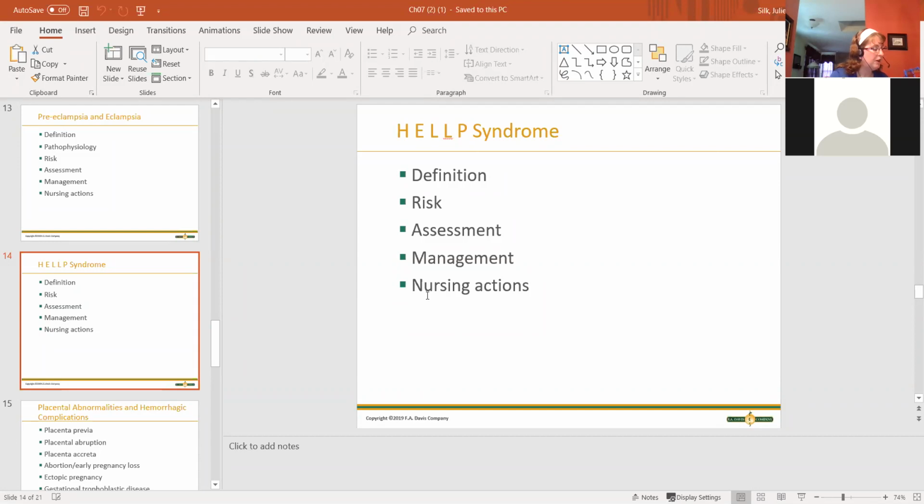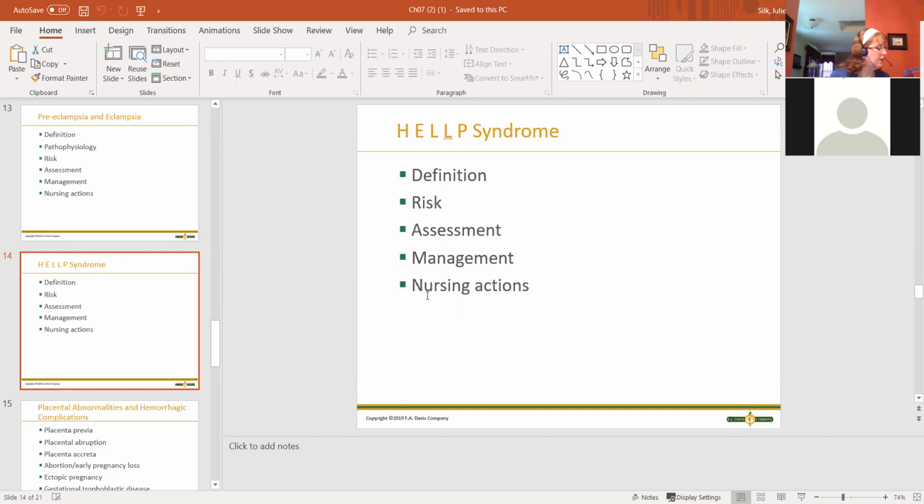So things you'd be worried about if they had this. The risk to the woman would be renal failure, liver hematoma, abruptio placenta, and death. So, this is a huge deal. And then for the baby, premature birth or death.